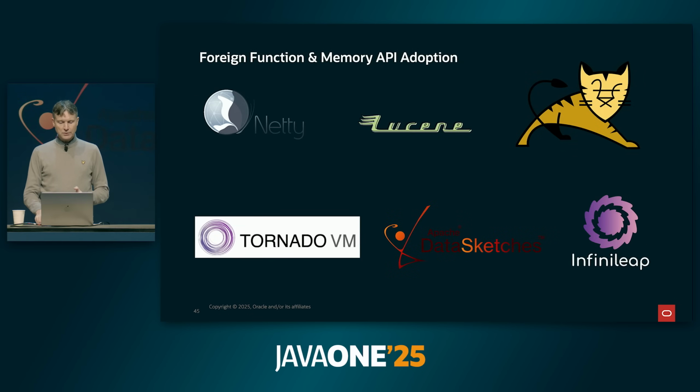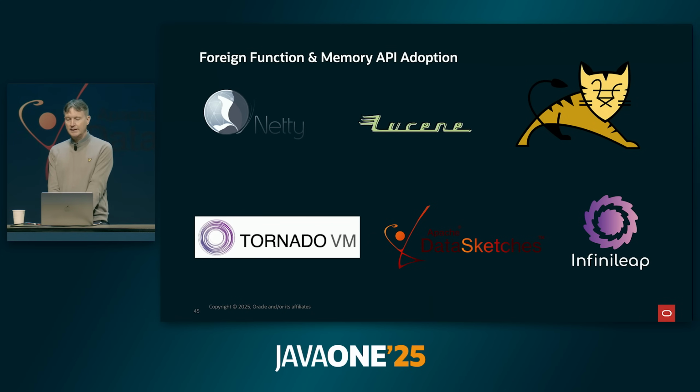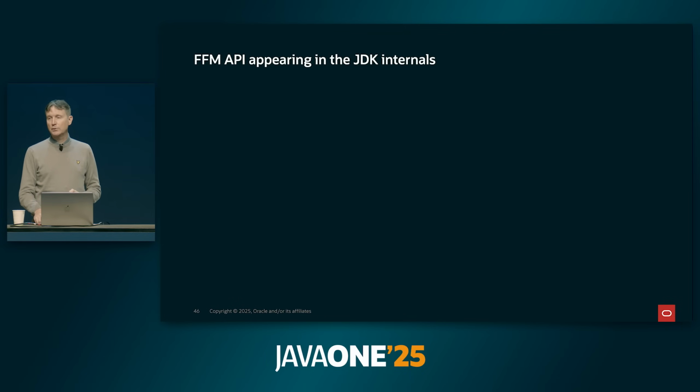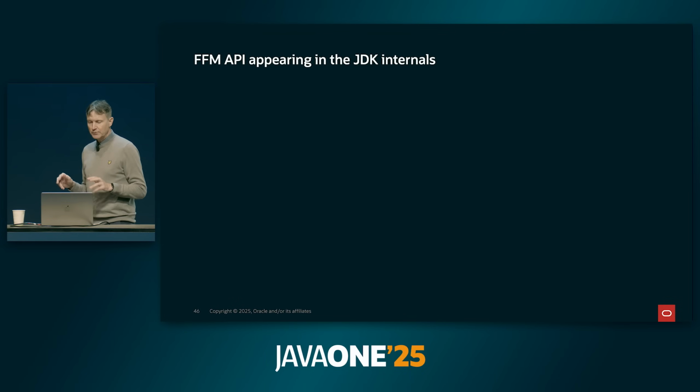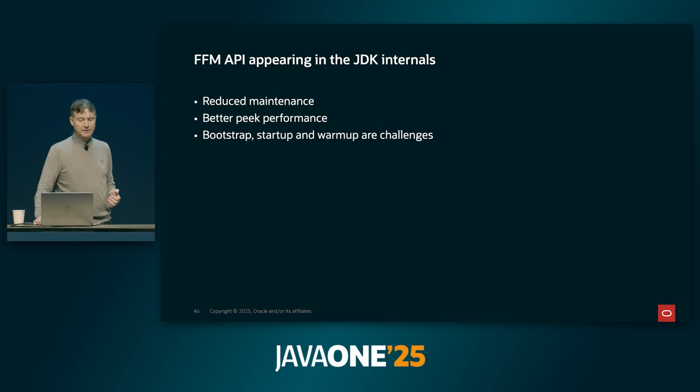Okay, so right now there are a lot of prominent libraries that are using the FFM API, and we are seeing maybe every week a new library picking this up. And in fact, this is something we are going to use ourselves. I think that is called eating your own dog food. So that is something we are doing. We are looking at reducing maintenance within the JDK itself. We are hoping to get better peak performance, but we are still having some challenges with respect to bootstrap and startup and warm-up. So we are working on that as well.